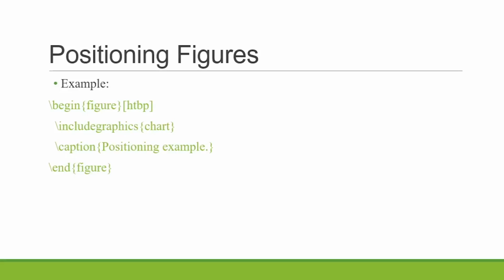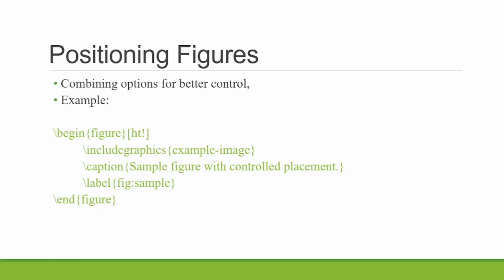We use the placement options inside square brackets and include it in the first line, that is \begin{figure}. We can also combine options for better control of the positioning of the figures. Here is an example where it has used h, t and the exclamation mark to better control the figure.